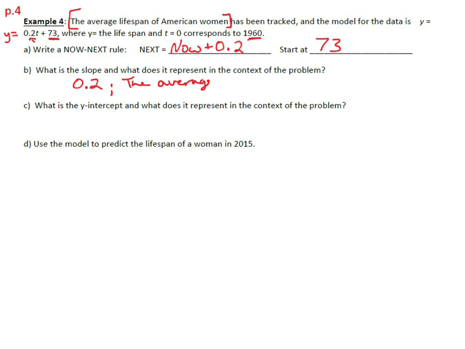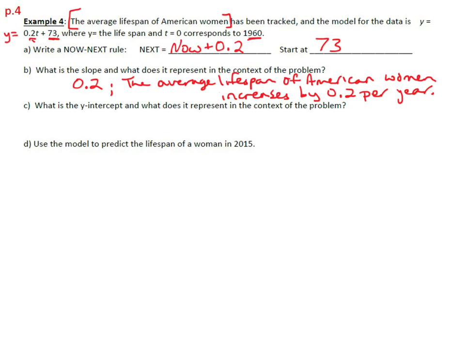So the average lifespan of American women, we have a positive slope, so it increases by 2/10 per year. So each year, women tend to live about 2/10 of a year longer than they did the year before. Then for the y-intercept, we said our starting point was at 73. Well, remember we said this data started being tracked in 1960. So that means back in 1960, the average lifespan of American women was 73 years old. So the average lifespan of American women in 1960 was 73 years.